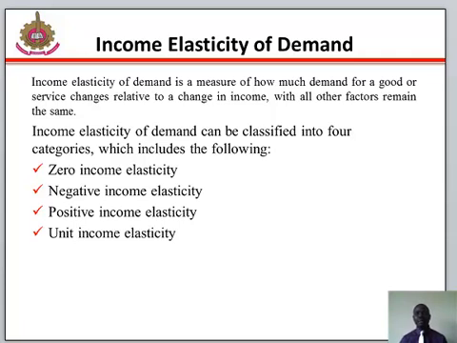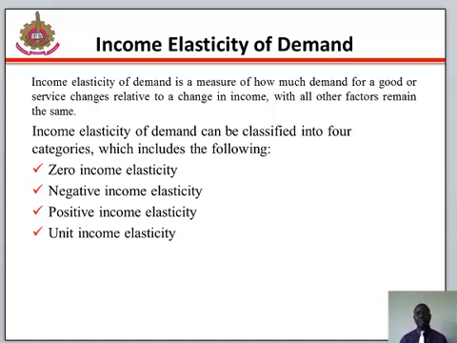Zero income elasticity of demand. Under this, quantity demanded remains the same even though income increases. That is, change in the income does not affect the quantity demanded. Examples of this commodity include sugar and soap. The next one is negative income elasticity of demand. In this case, when income increases, quantity demanded goes down. Examples of this kind of commodity are inferior goods. It is always less than 0.